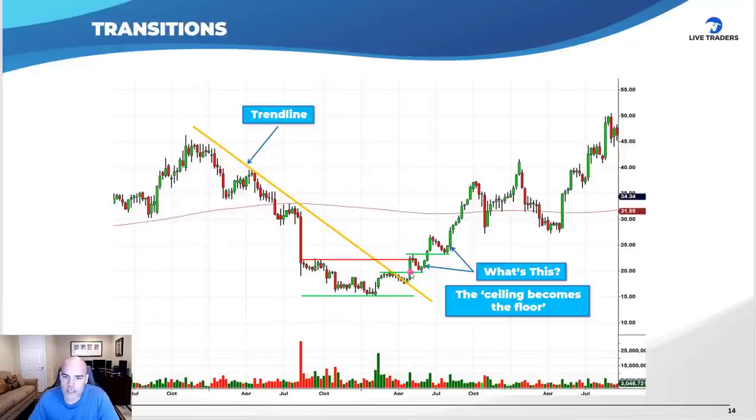Now, would it have been better if this moved up to 25 and pulled back to 22? Yes, it would have been better. Like, it would have been better if this pullback was to the red line, right? But this is still a very good buy set.